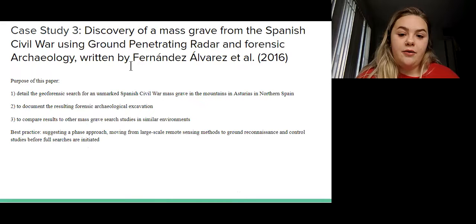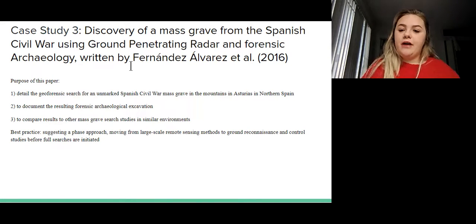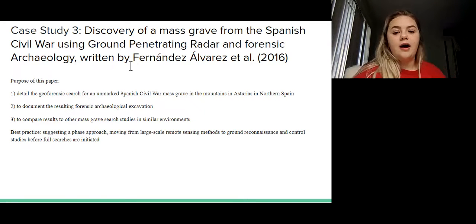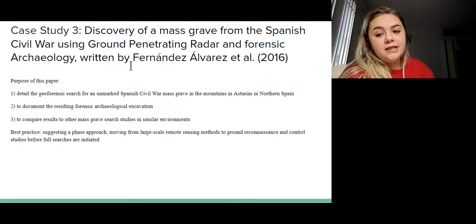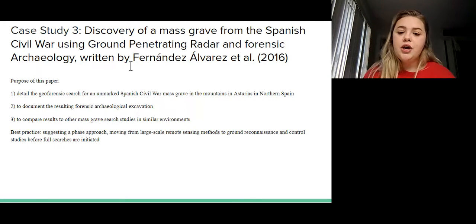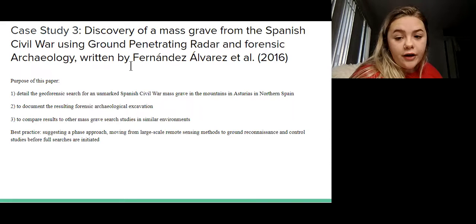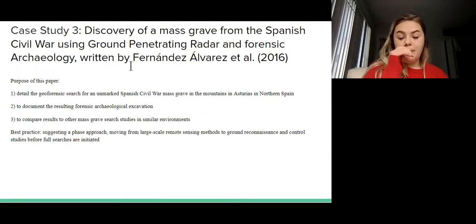The third case study that we're going to look at is based off the article Discovery of a Mass Grave from the Spanish Civil War using ground penetrating radar and forensic archaeology, written by Fernando Alvarez et al. This research project was conducted by a group of geophysicists, archaeologists, and forensic scientists who were asked by the Cienfuegos family to locate the grave of their grandfather, who was shot and thought to be buried with 10 other victims in a mass grave located in the mountains of Lina. And so that's in the north of Spain.